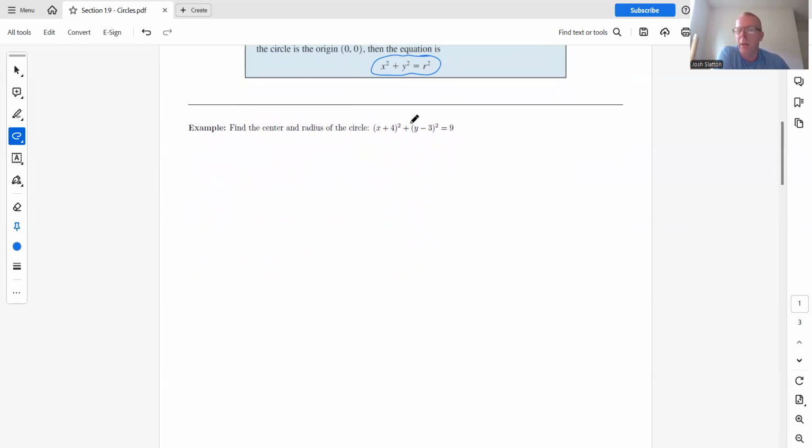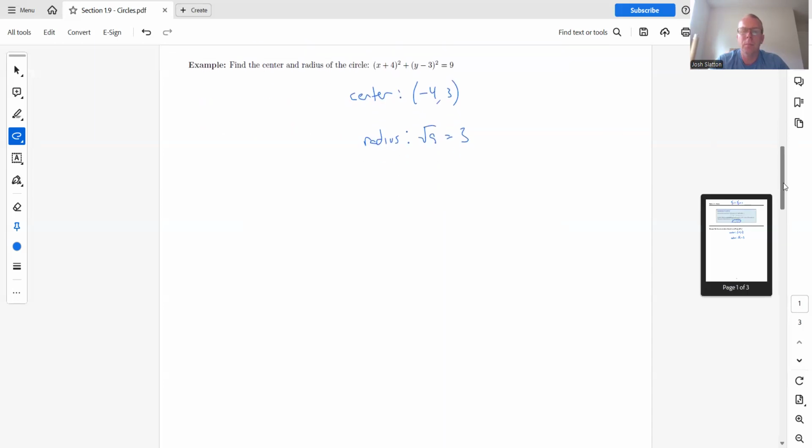So this first example, find the center and the radius of the circle (x + 4) squared plus (y - 3) squared equals 9. So we have the center, just change the sign on these two. So we have (-4, 3), and then the radius is the square root of 9, or we could just write 3. It's very basic, nothing too complex here.